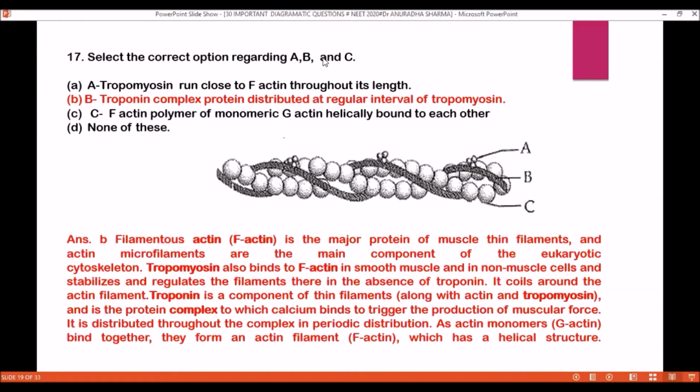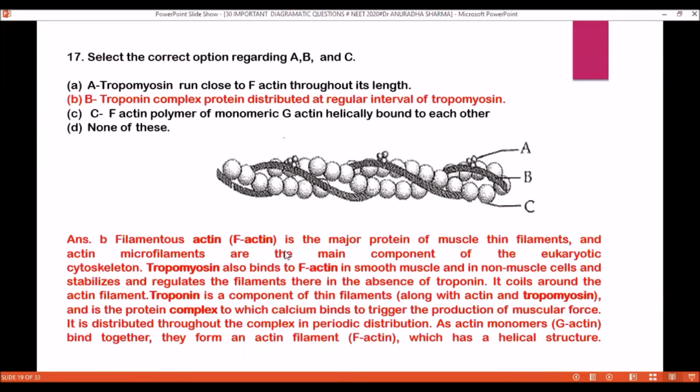Select the correct option regarding A, B and C. A is tropomyosin, which runs close to F-actin throughout its length. B is troponin complex, protein distributed at regular intervals of tropomyosin. C is F-actin, polymer of monomeric G protein helically bound to each other. And D is none of these.